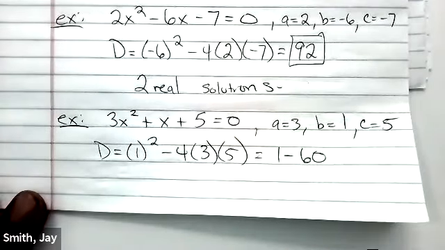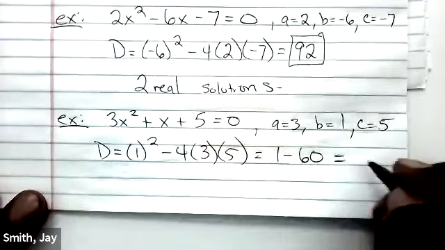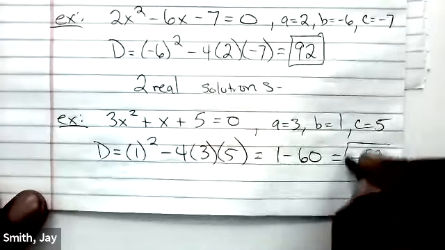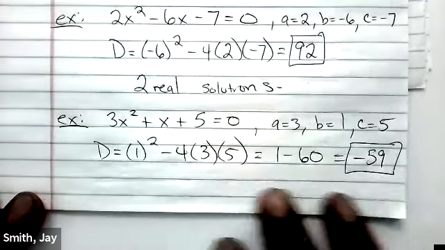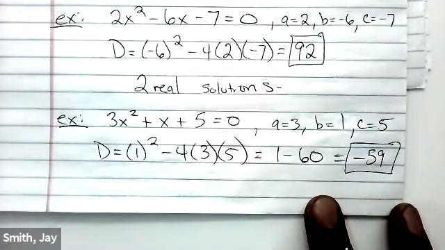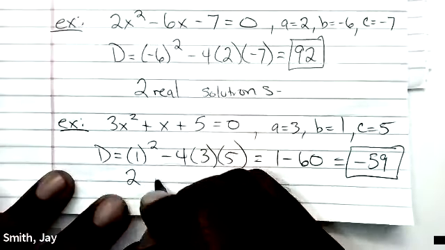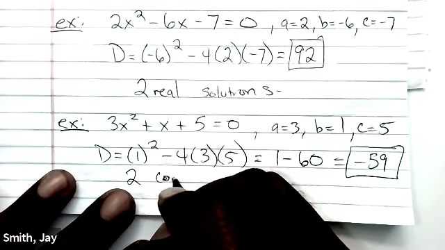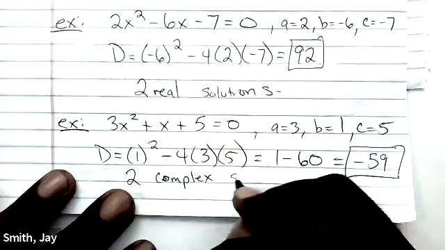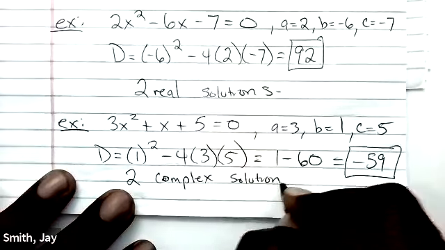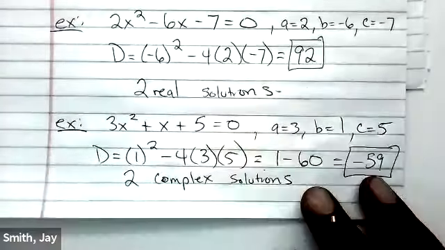So we end up with 1 minus 60, which is obviously a negative number. More specifically, we end up with negative 59 for our discriminant. So we end up with 2 complex solutions. That's our answer.